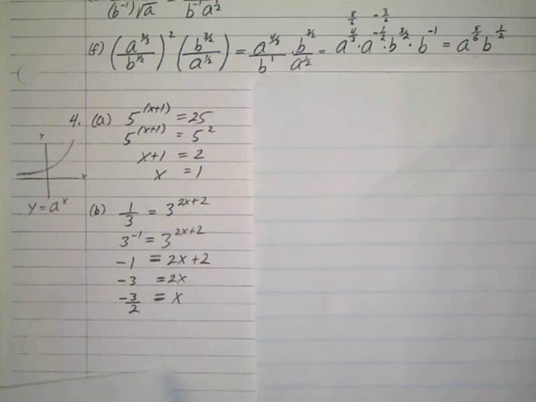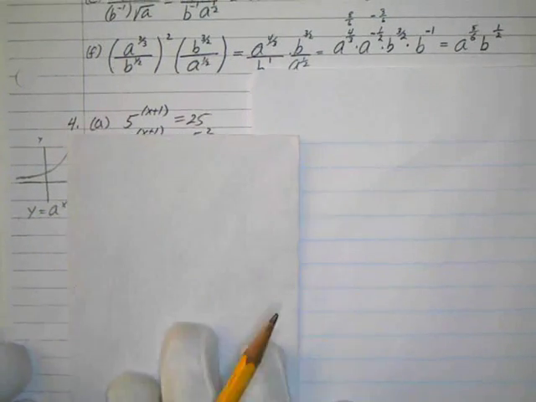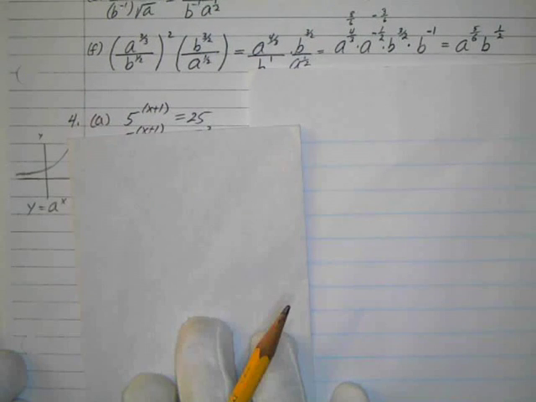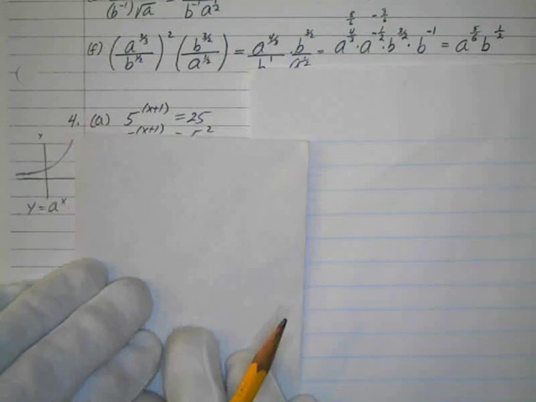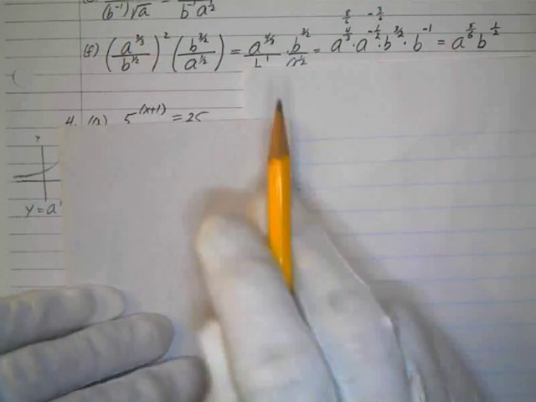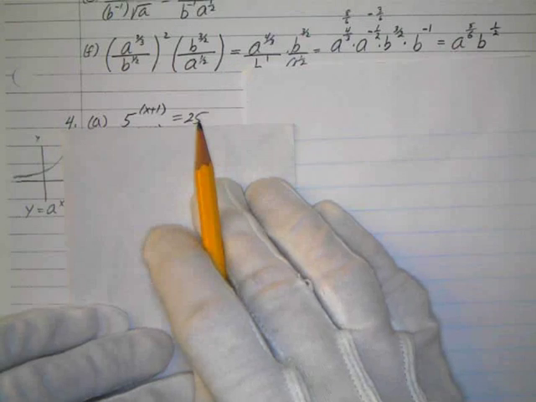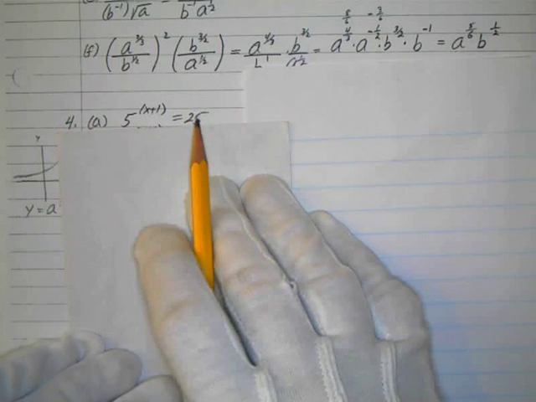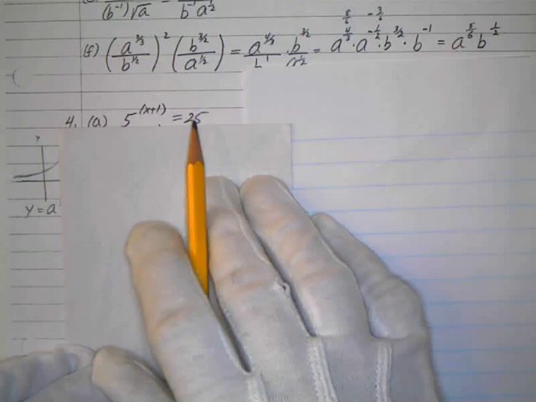So I should do it like this so you can see what we're doing here. Now whenever we have a variable in the exponent, that's what we call an exponential equation. There are several ways to do these by using logarithms, but sometimes we can do them without using logarithms if we can get the same base.